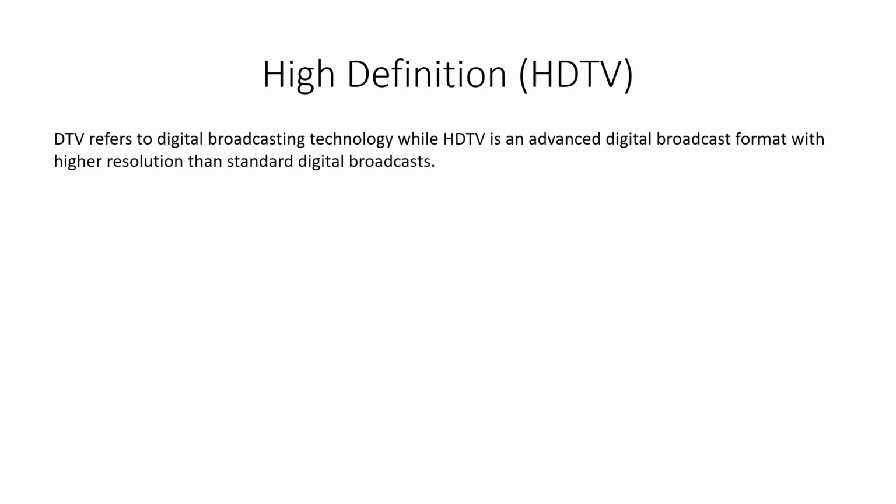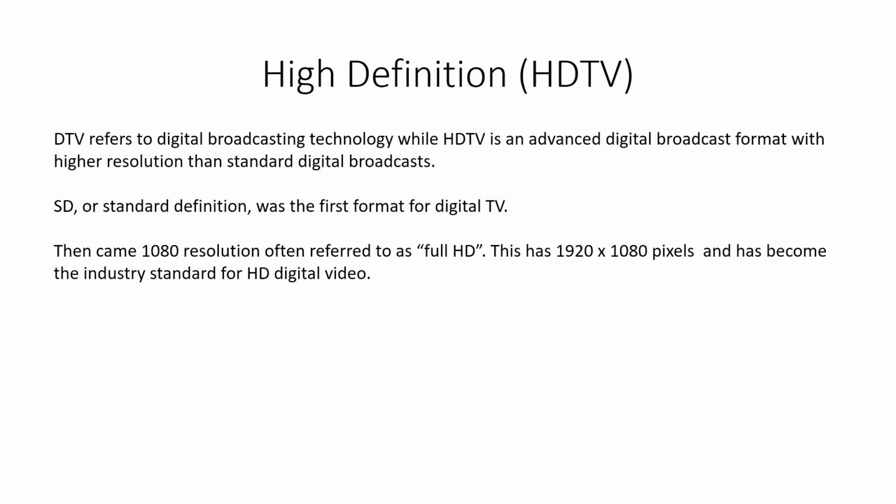Digital television and high-definition television, HDTV, are sometimes confused. DTV refers to digital broadcasting technology, while HDTV is an advanced digital broadcast format with higher resolution than standard digital broadcasts. SD, or standard definition, was the first format for digital TV. Then came 1080 resolution, often referred to as Full HD. This has 1920 by 1080 pixels and has become the industry standard for HD digital video.